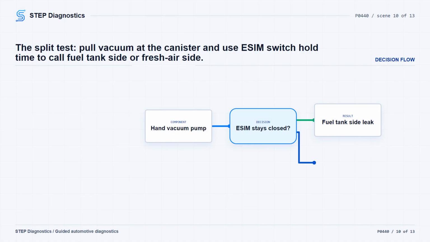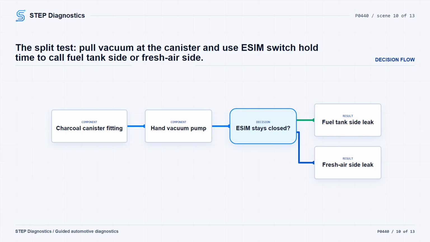If you split the system, remove the canister tube from the charcoal canister, the tube that connects to the fuel tank on the other end. Attach a hand vacuum pump to the fitting on the canister, and make sure that hose connection is tight enough that it is not creating its own leak. Pump air until the ESIM switch closes, then monitor the ESIM switch state for up to 10 minutes. If the switch remains closed for a minimum of 5 minutes, the leak is on the fuel tank side.